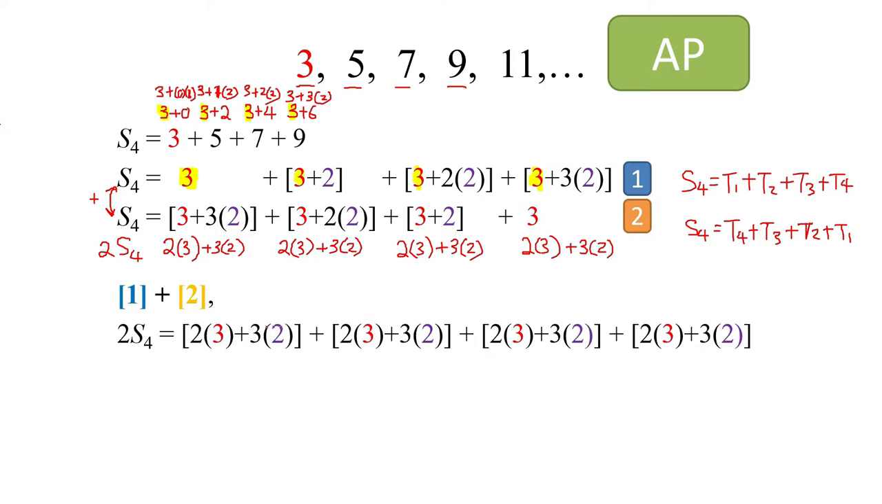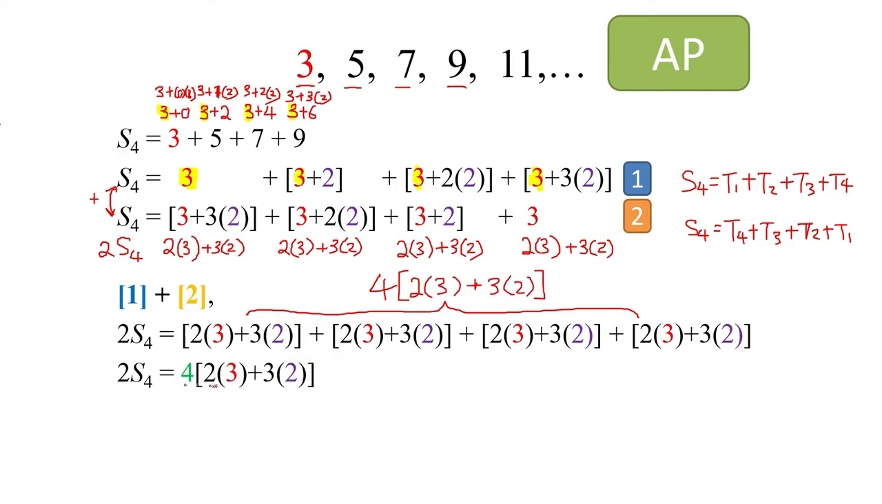And now we want to simplify it. Since we notice all the terms here have the same value, can I just write it as 4 times the bracket 2 times 3 plus 3 times 2? That will give me 2 times S4 equals 4 times (2 times 3 plus 3 times 2). The 3 here is our first term. And the 2 here represents our common difference. You can see this 4 is actually the same as the number of terms here, which is 4, right?